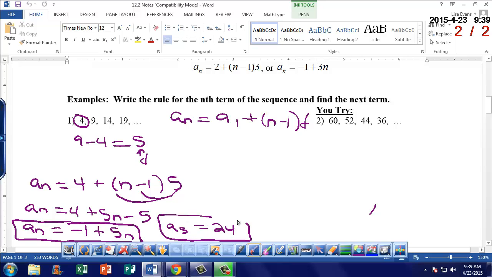Now, I want you to follow exactly what I did, and I want you to try this next. You try. So you're going to start with the A sub 1. You're going to find your common difference. Now look, even though the numbers are going down, you still need to do your second term minus your first term. It's okay if you get a negative number for D. So whatever you get here is going to be your D. Go ahead, plug those 2 in, and simplify it as I did, and find your next term.